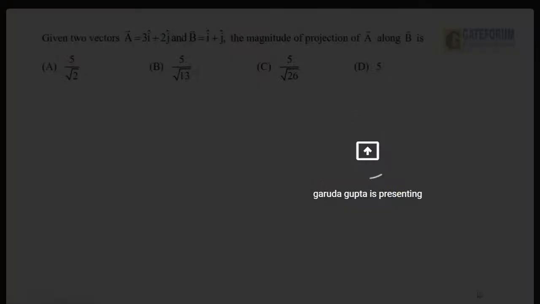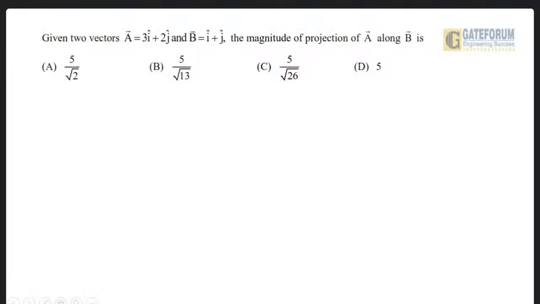So this is mining engineering stream, MN stream questions, mathematics explanations, GATE 2023. The question is, given two vectors, A bar is equal to 3i cap plus 2j cap and B bar is equal to i cap plus j cap, the magnitude of projection of A bar along B bar is. ABCD options given. This is from engineering mathematics, from the topic vector calculus, subtopic basics, that is vector algebra.